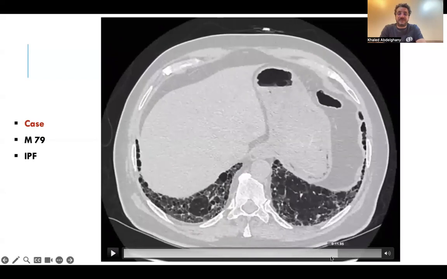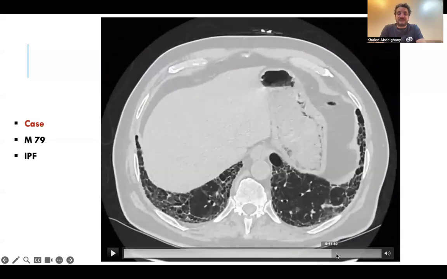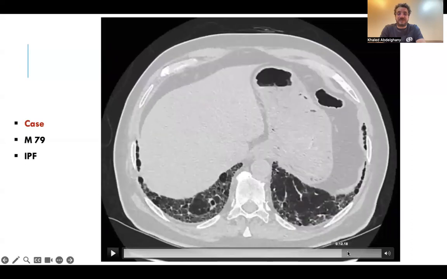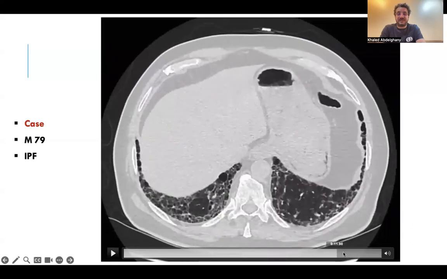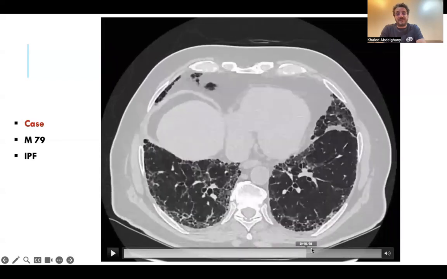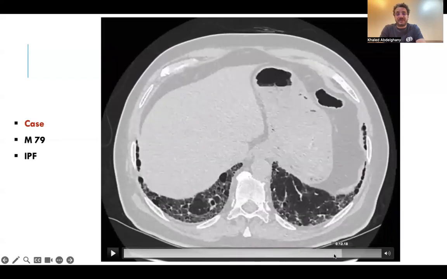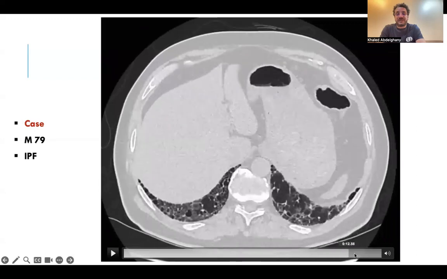this can happen as a consequence of connective tissue disease. It can be secondary to rheumatoid arthritis, for example, and not be idiopathic pulmonary fibrosis.